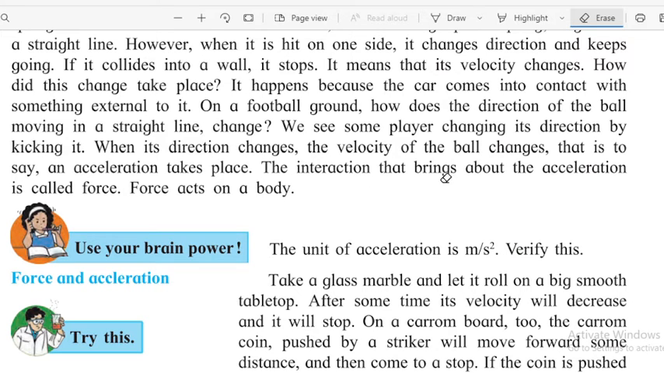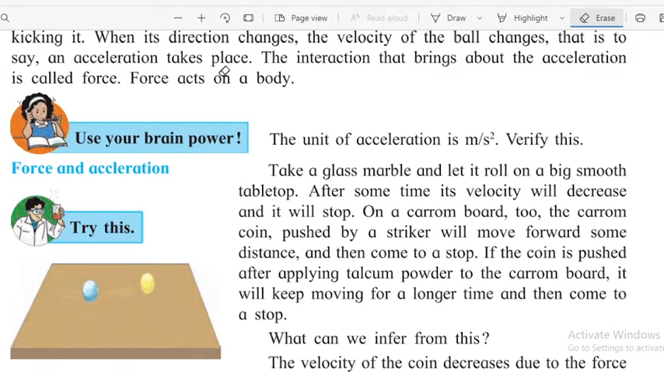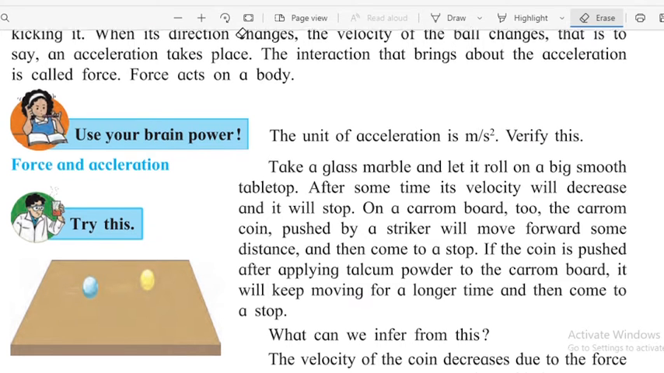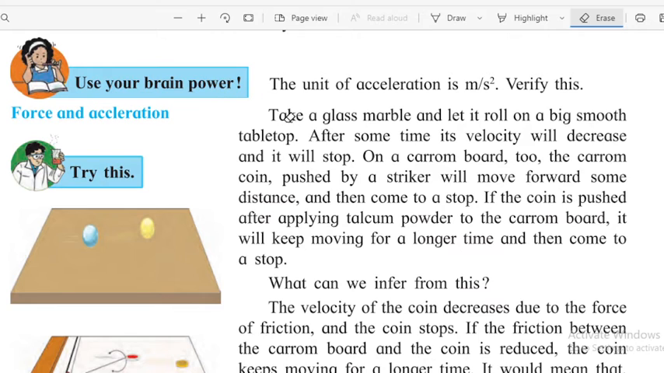The interaction that brings about the acceleration is called force. See, the interaction that brings about the acceleration is called force, and force acts on the body. Indirectly we see that force is acting on the body. Now we will see, use your brain power. The unit of acceleration is meter per second square. Verify this. Now let us study the relation between force and acceleration.